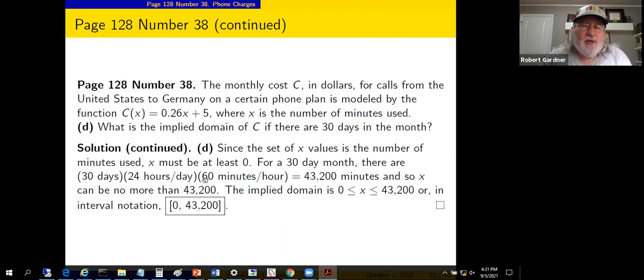30 times 24 times 60, thanks calculator, this is 43,200 minutes. So that's all the minutes there are in a 30-day month. So x could be anything between 0 and 43,200. So the domain of C, the implied domain of C in such a situation, is a closed interval from 0 to 43,200.